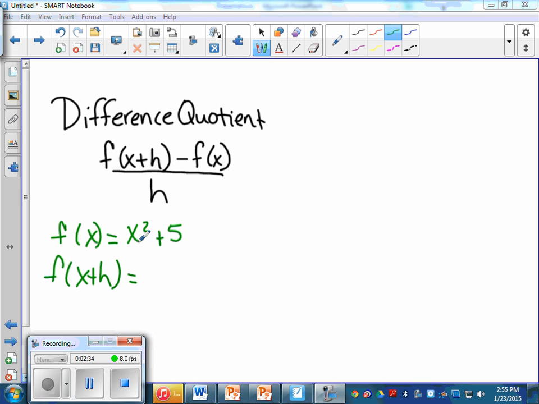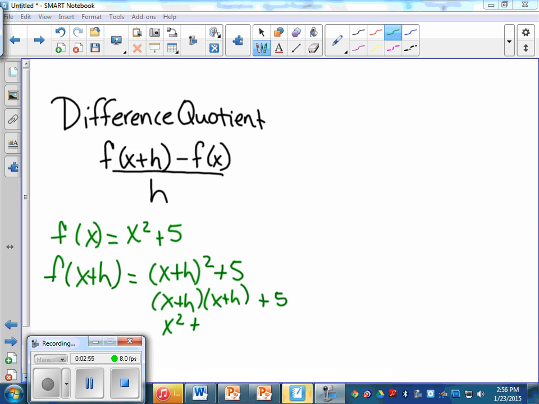So if this is f of x, then f of x plus h would be x plus h squared plus 5. X plus h squared would be, I got to do distributive property here, or FOIL. X times x is x squared. My outers and my inners would make plus 2xh, and my last would be plus h squared plus 5. So that's what I get for f of x plus h.